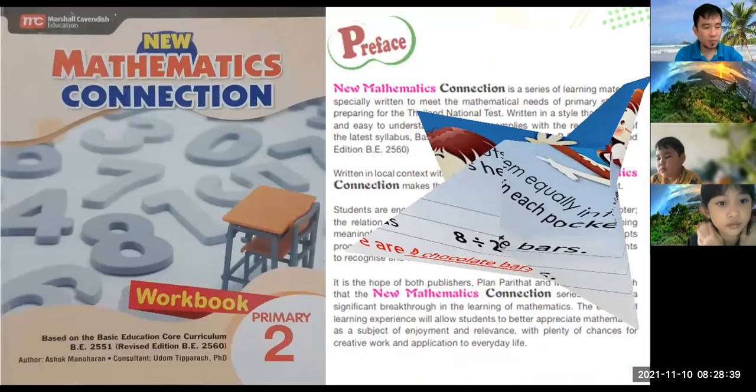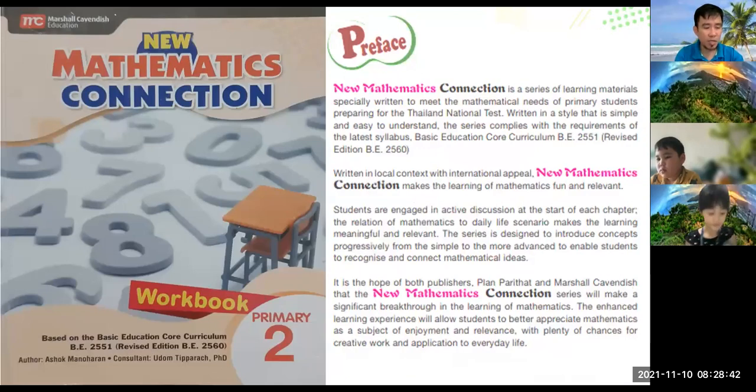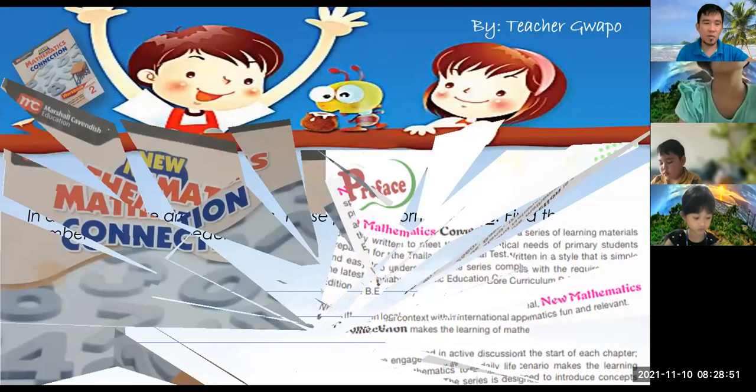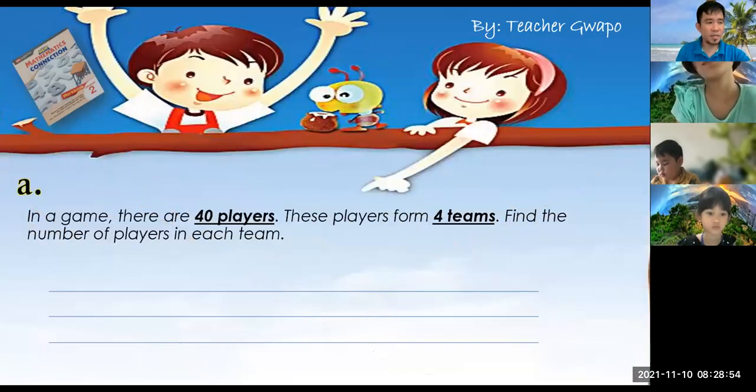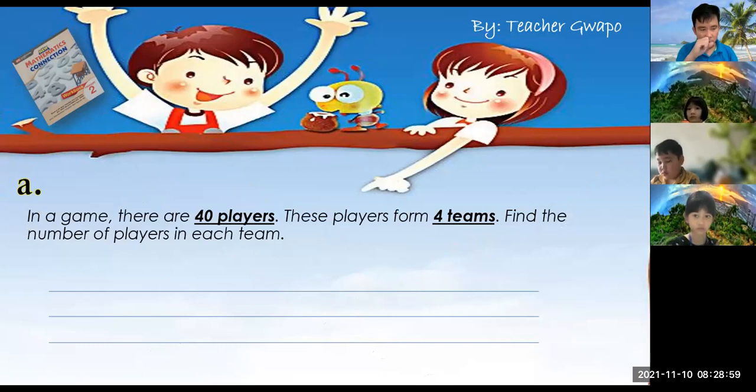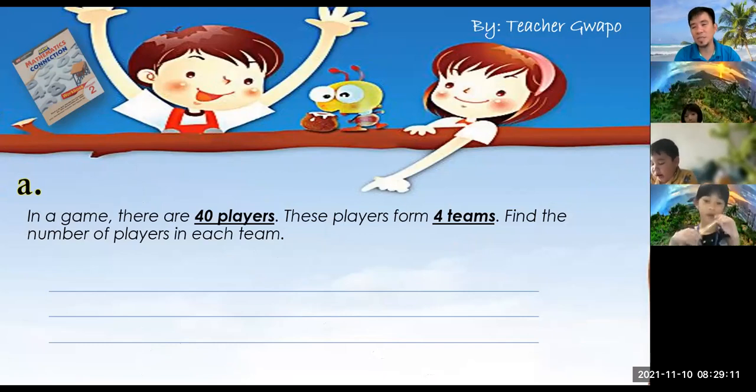Now, in your workbook, page 103, let us answer the questions. But before that, of course, we need to give you another example here. This one is in your book. So on page 103, it says here, in a game, there are 40 players. 40 players. And these players form how many teams? Okay, 4. Alinta says 4. Okay, so 4 teams.